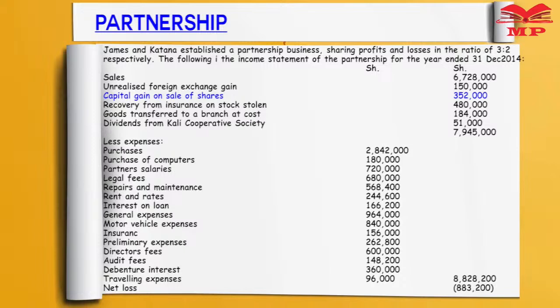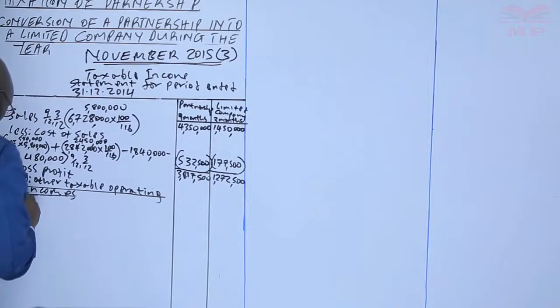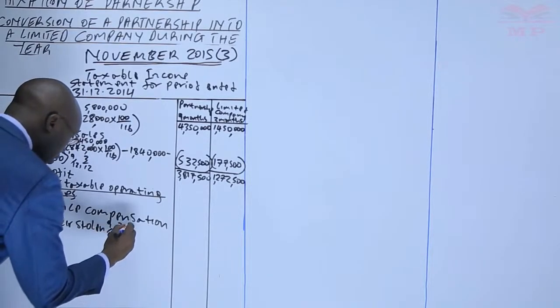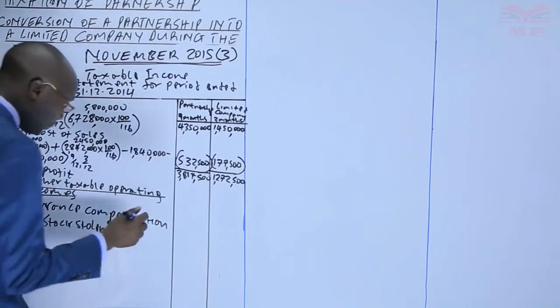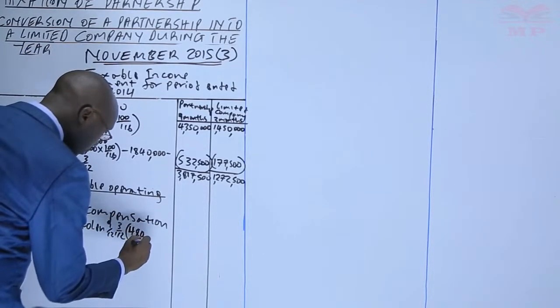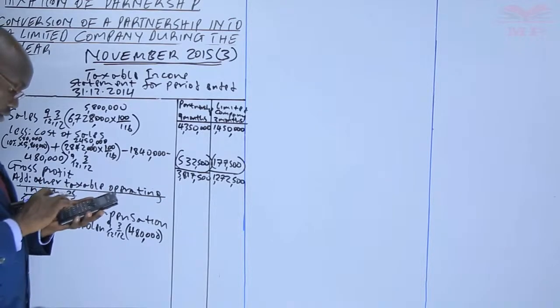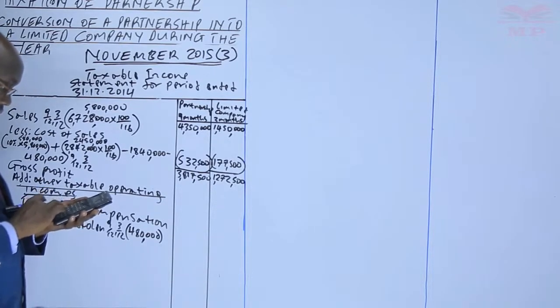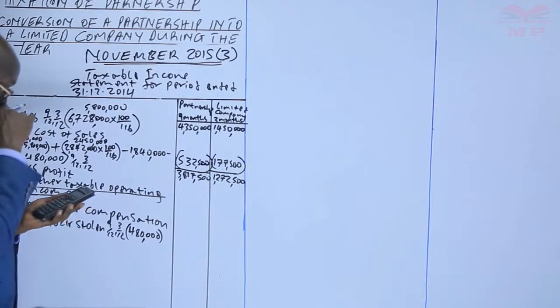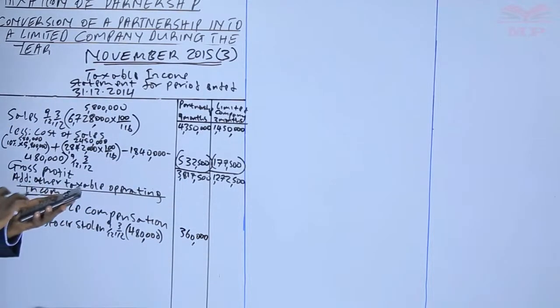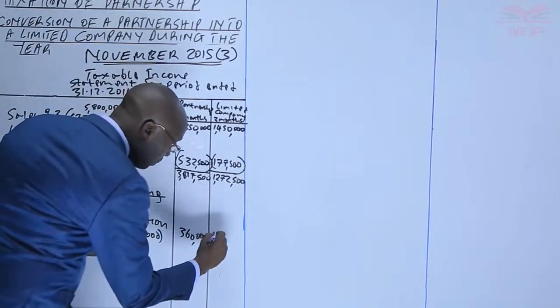Recovery from insurance on stock stolen. We said that income from compensation from the insurance company for stock stolen is supposed to be taxable income. So we come here. Insurance compensation: we have 9 over 12, 3 over 12, of 480. So we have 9 divided by 12 times 480,000. That gives us 360. The other one is 3 over 12 of the same, 120.